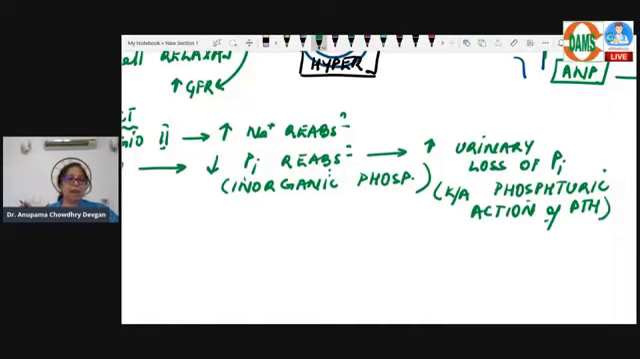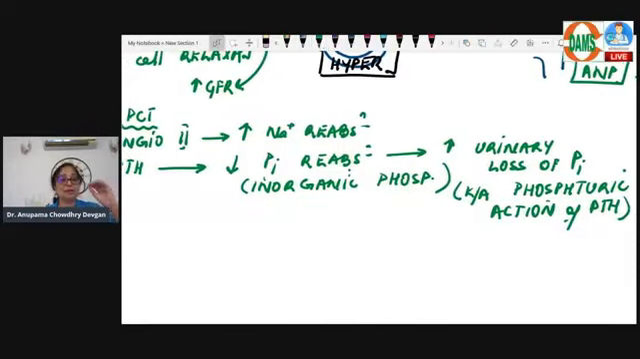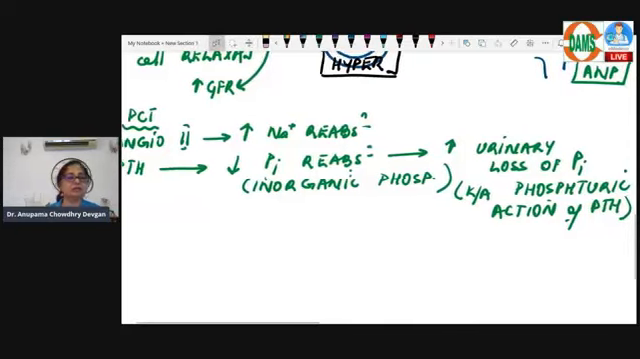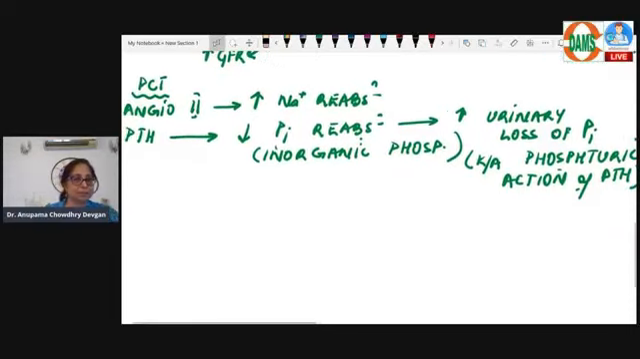Which is known as the phosphaturic action of parathormone. Parathormone in the PCT decreases phosphorus reabsorption. What does parathormone do to the plasma calcium levels? Increases it. Phosphorus levels are reduced. How does it reduce the phosphorus levels? Because it decreases phosphorus reabsorption and increases the urinary loss of phosphorus, which is known as the phosphaturic action of parathormone.